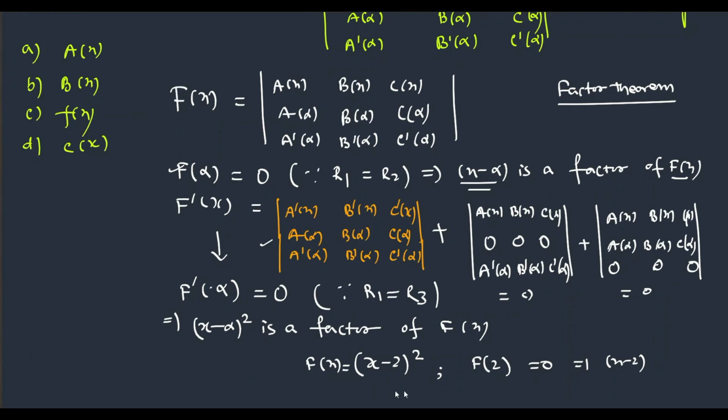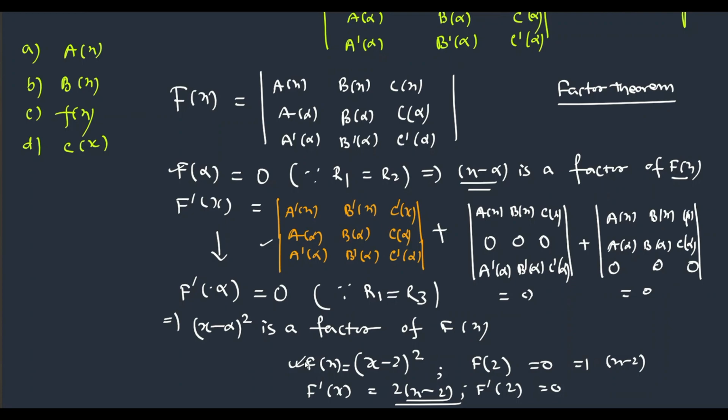Yes sir. But if you find f'(x), you are getting 2 times of (x minus 2), and again if you are calculating f'(2), again you are getting 0. So if f'(2) is 0, then it is confirmed that this x minus 2 is present 2 times in the original polynomial, because when you do the derivative, the power will reduce by 1.